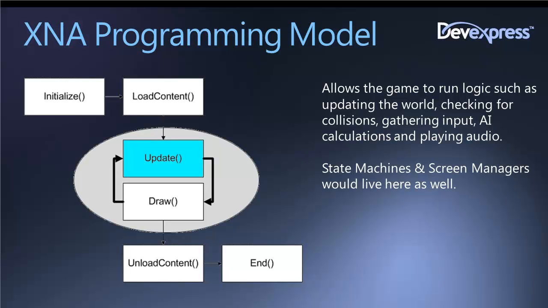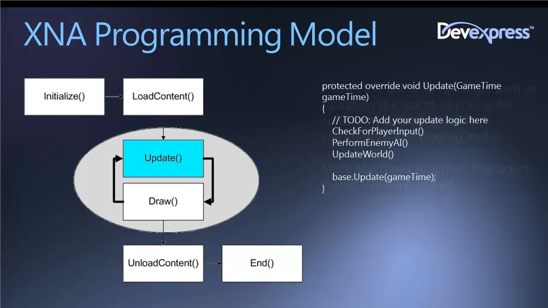Kicking off any audio. So maybe you have some sound effects like explosions or that sort of thing that need to be fired at critical points within the game. This too would happen in the update method. State machines, which are a type of AI that help with making decisions about the world that your game exists in. Screen managers, these would also take place in the update method.